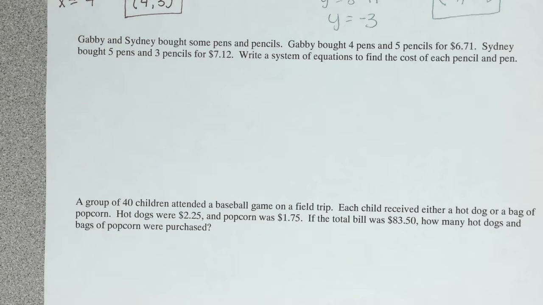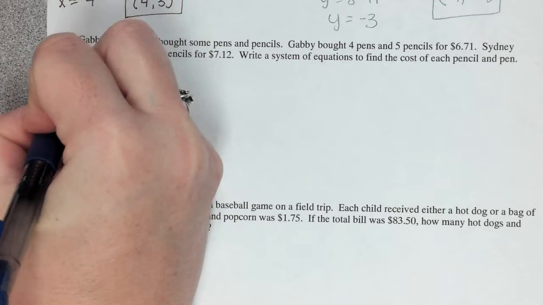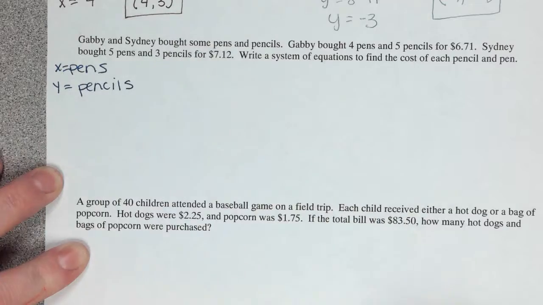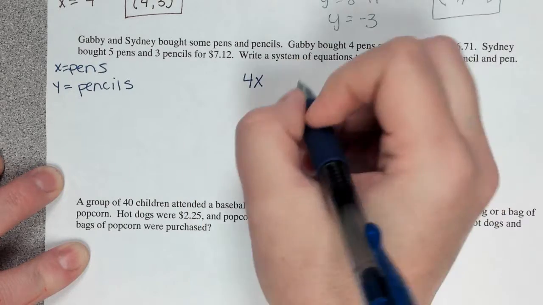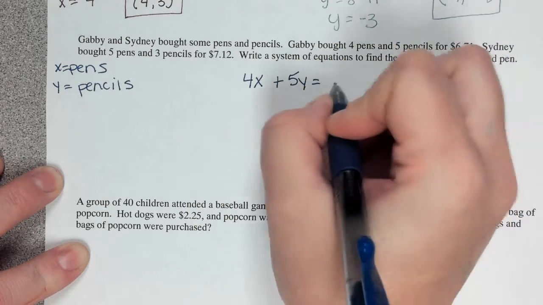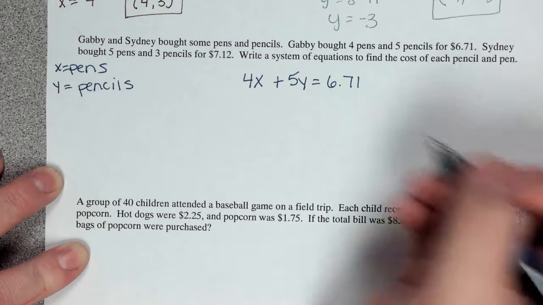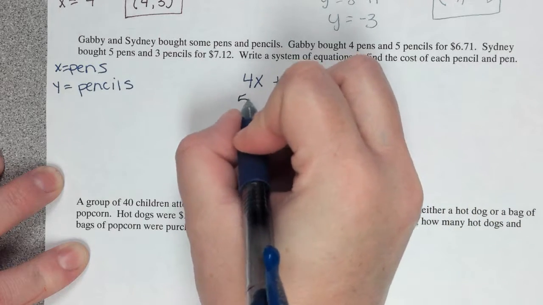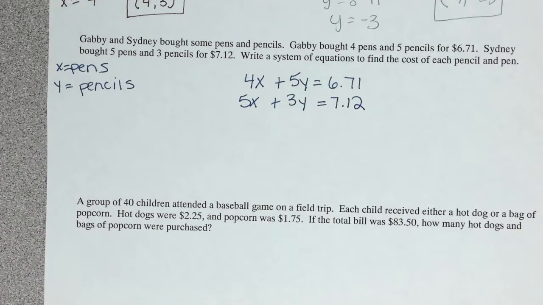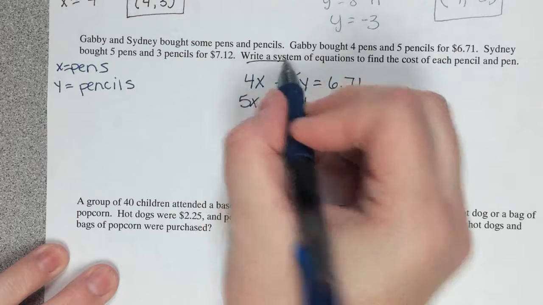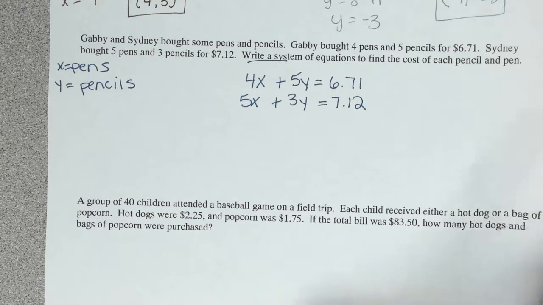So I'm going to identify what is x and what is y. And I'm going to go with x is equal to pens, y is equal to pencils. Always label it. And now I'm going to write Gabby's information. So Gabby bought 4 pens plus 5 pencils, and her total cost was $6.71. Sydney, I'm going to write Sydney's now. Sydney bought 5 pens plus 3 pencils, and it was a total of $7.12. That's it. This one only said to write. It didn't say to solve. Now, I could solve, but we're not going to have to.